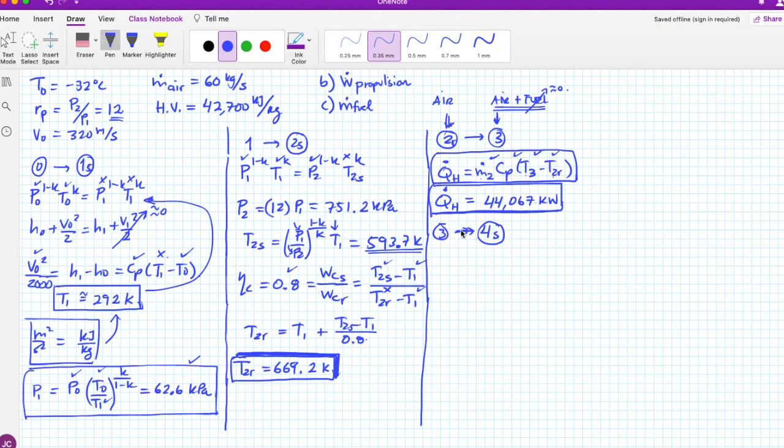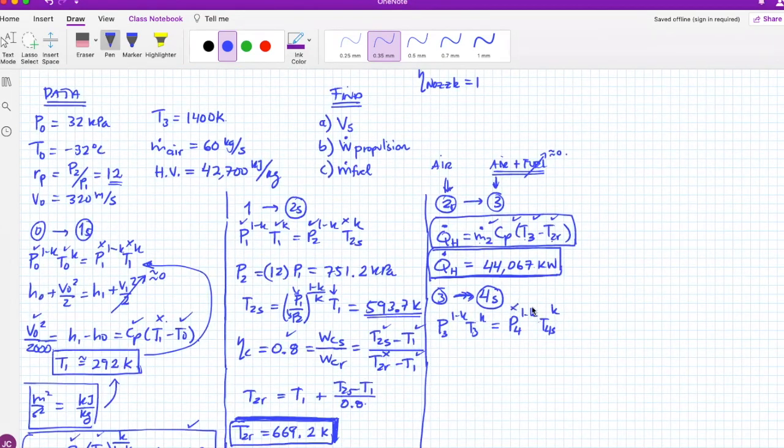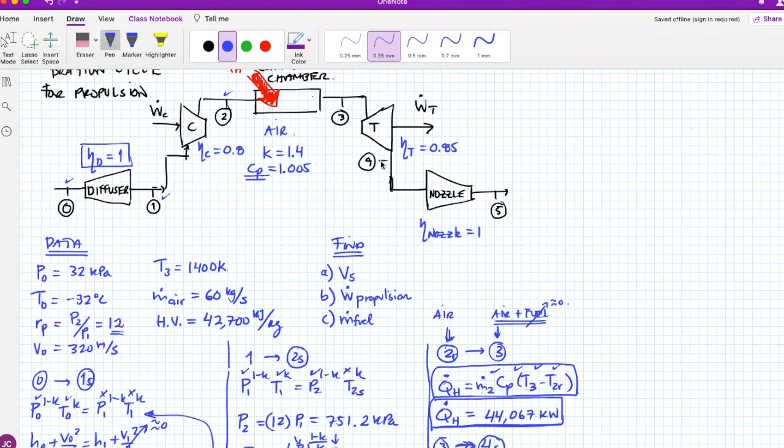Okay, so good. I'm going to put P3 to the (1 minus K) times T3 to the K equals P4 to the (1 minus K) times T4s to the K. Let's see what I have here. So P4, let me just go here. P4, no, I don't have P4. Nope. You don't have P4? Wasn't it just P0? Oh, no.